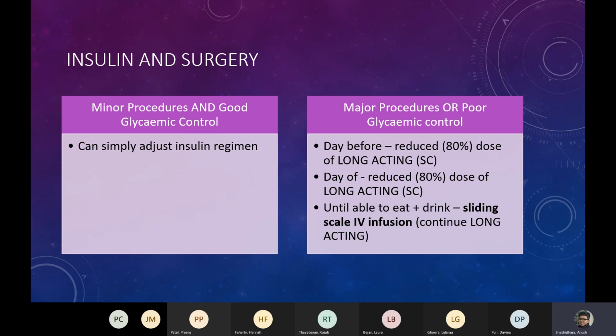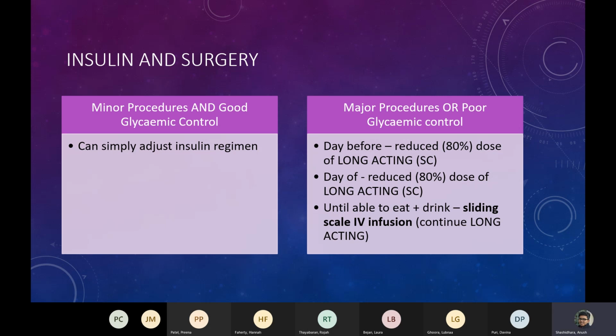Problem number two, surgery is a stressful experience. It is actively stressful on the body, which means surgery will cause you to produce cortisol, which means there is some insulin resistance. So you may need to change the dose of insulin as well. So it's these two things you need to balance.